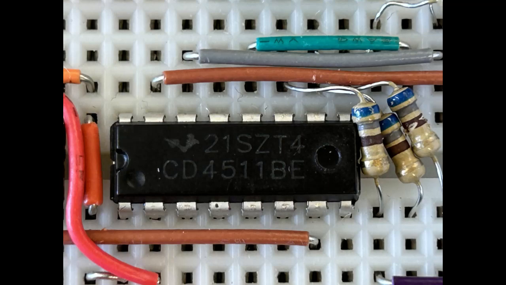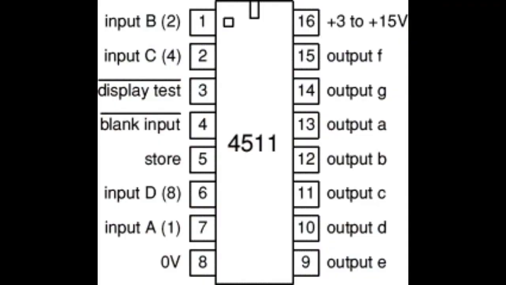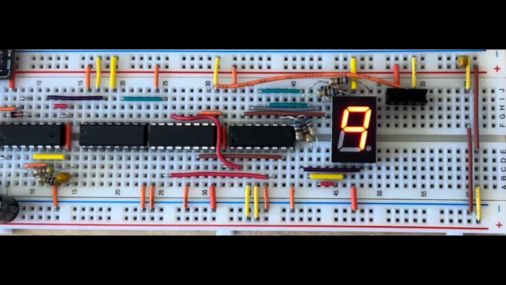The final chip of the counting circuit is the binary counting decimal decoder, utilizing the 4511 chip. This chip decodes the binary output from the decimal counting binary up-down counter and turns it into decimal so that the 7-segment display can display it.